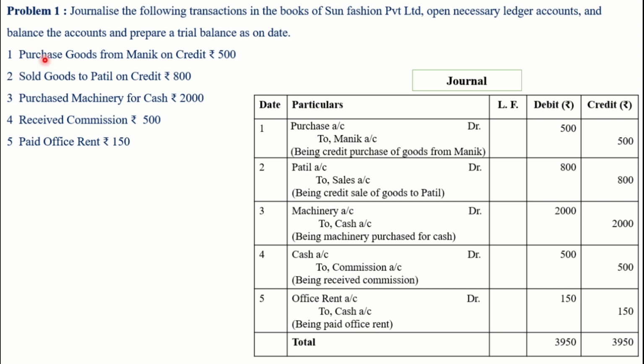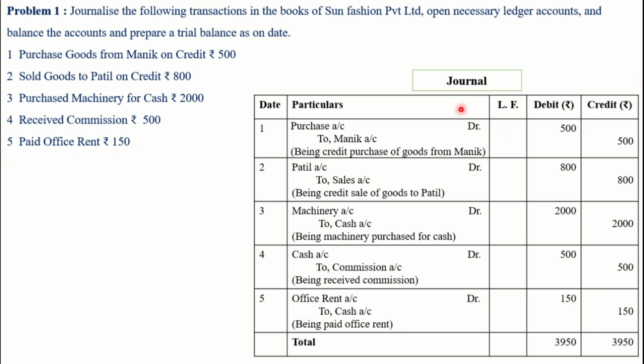First transaction is purchase goods from Manik on credit rupees 500. Second, sold goods to Patil on credit rupees 800. Third, purchase machinery for cash rupees 2000. Fourth, receive commission rupees 500. Fifth, paid office rent rupees 150.